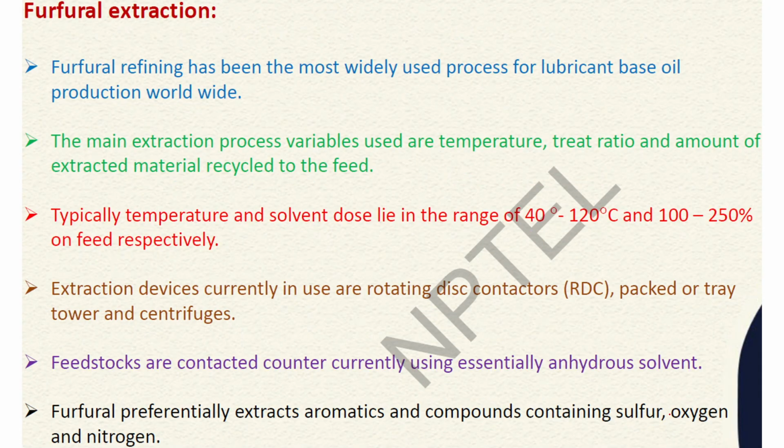Then after the solvent extraction, we need to remove the solvent. Also, we need to regain our solvent. For that purpose, three solvents, mainly furfural, phenol, and NMP, are used, so their extraction procedure also we need to look at. Firstly, coming to furfural extraction, furfural refining has been one of the most widely used processes for lubricant base oil production worldwide. The main extraction process variables are temperature, treat ratio, and the amount of extracted material recycled to the feed. Treat ratio, basically, is the solvent to feed ratio.